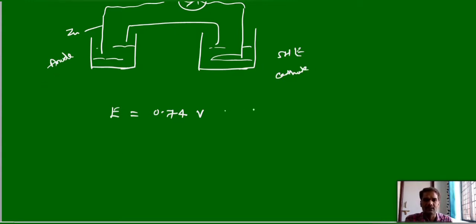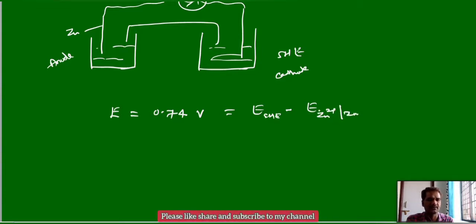Now EMF equals E cathode, that is the standard hydrogen electrode, minus E anode, the zinc electrode, that is the reduction potential of zinc. So always we have to take the reduction potentials here, Zn2+/Zn. We know that the standard hydrogen electrode is always assumed to be 0, so this value becomes 0. Now the overall value is equal to 0.74. Then the reduction potential of zinc will be equal to minus 0.74 volts.